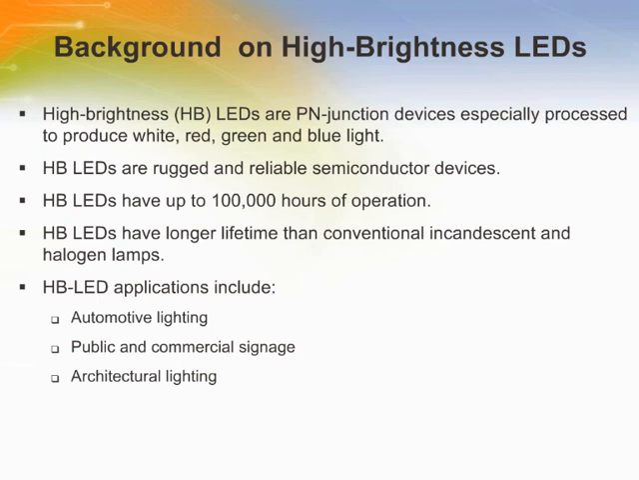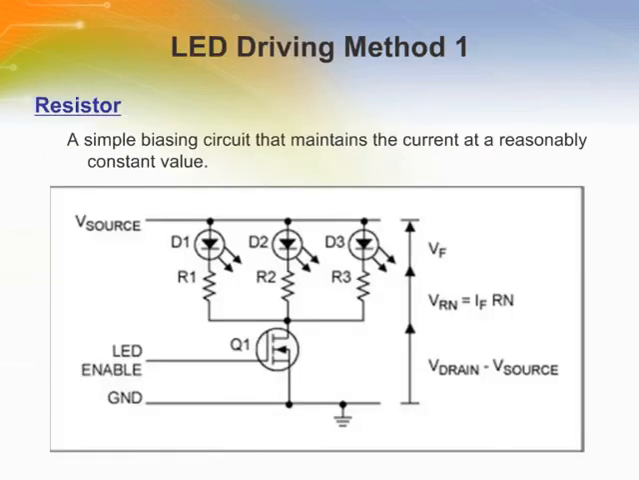HB LEDs are PN junction devices especially processed to produce white, red, green, and blue light when forward biased. As PN junction devices, LEDs exhibit VI characteristics similar to those of conventional diodes, but with higher voltage drops across their junctions. Little current passes through an LED until the forward voltage reaches V sub F, which varies from 2.5 volts for red LEDs to about 4.5 volts for blue LEDs. When V sub F is reached, the current increases very rapidly, as in conventional diodes. Consequently, the designer must employ current limiting to prevent possible damage.